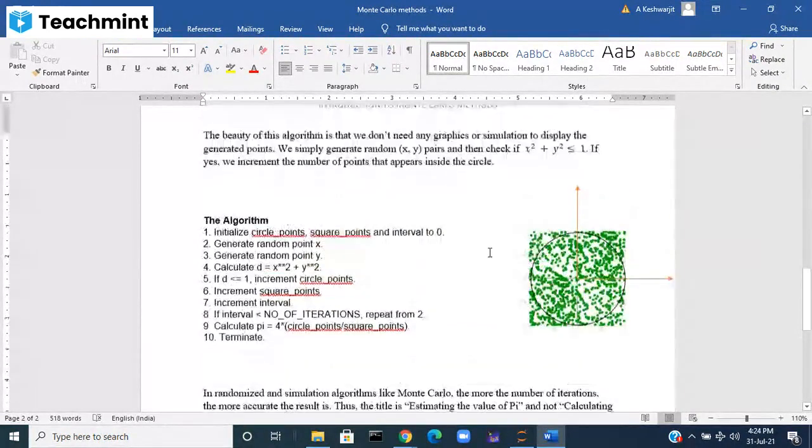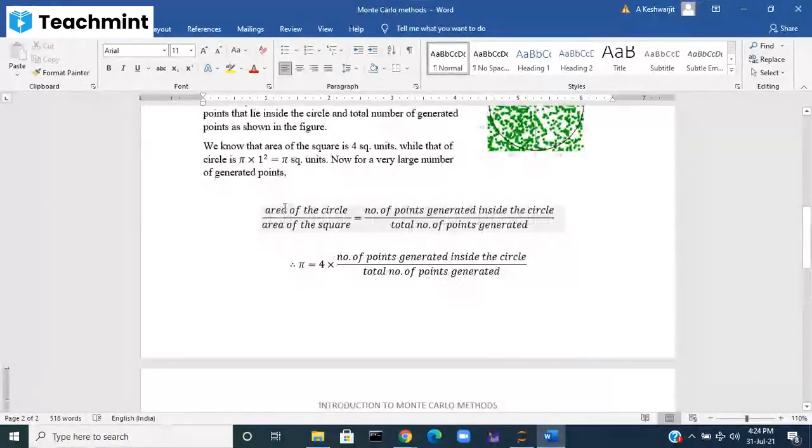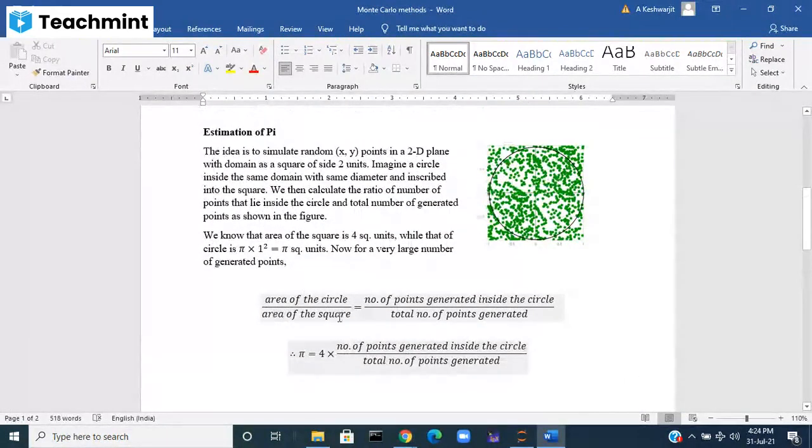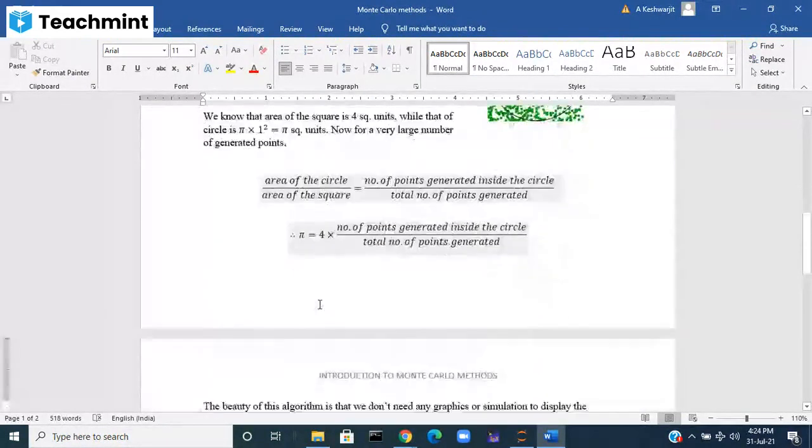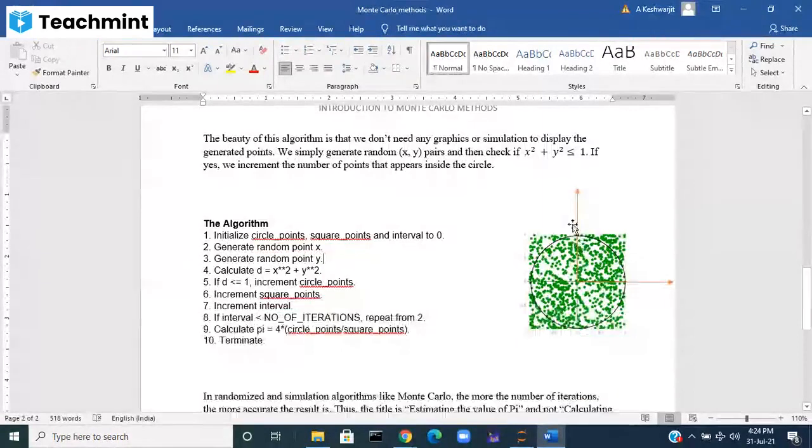Now the area of the circle divided by the area of the square, the area of the complete circle divided by the area of the square, we can restrict to the first quadrant. That is, the area of this sector of the circle which lies in the first quadrant divided by the area of the smaller square which lies in the first quadrant.